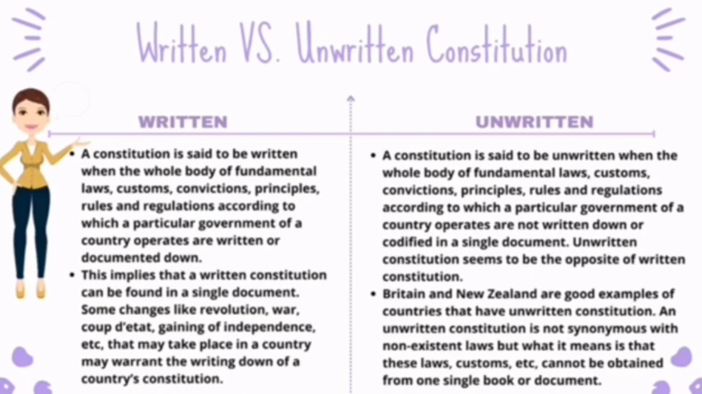What is an unwritten constitution? A constitution is said to be unwritten when the whole body of fundamental laws, customs, convictions, principles, rules and regulations according to which the government of a country operates are not written down or codified in a single document. An unwritten constitution is the opposite of a written constitution. Britain and New Zealand are good examples of countries that have unwritten constitutions. An unwritten constitution is not synonymous with non-existent laws, but it means that these laws, customs, etc. cannot be obtained from one single book or document.